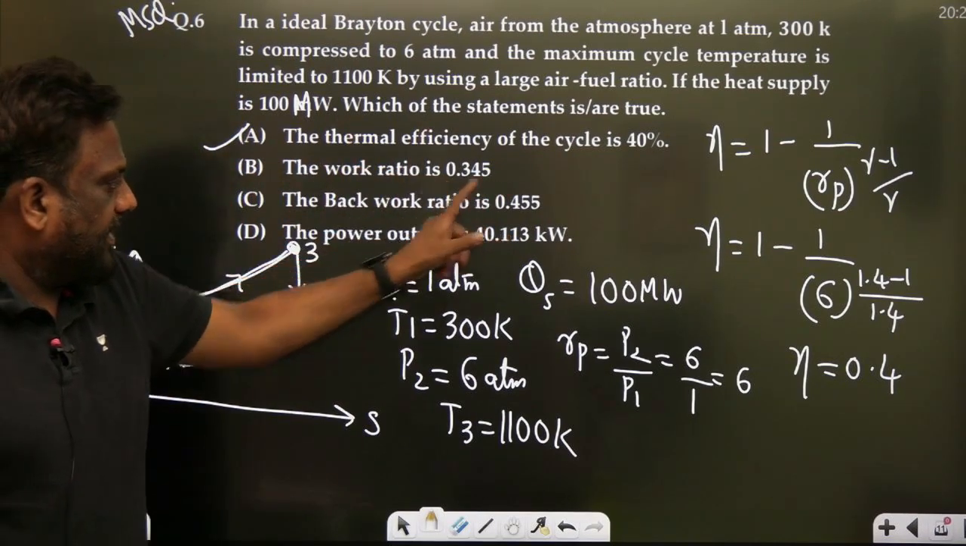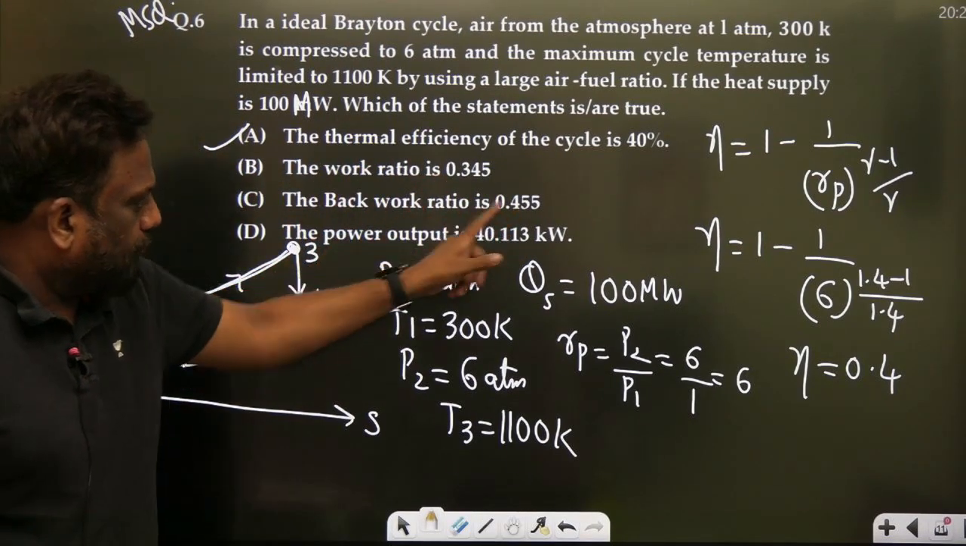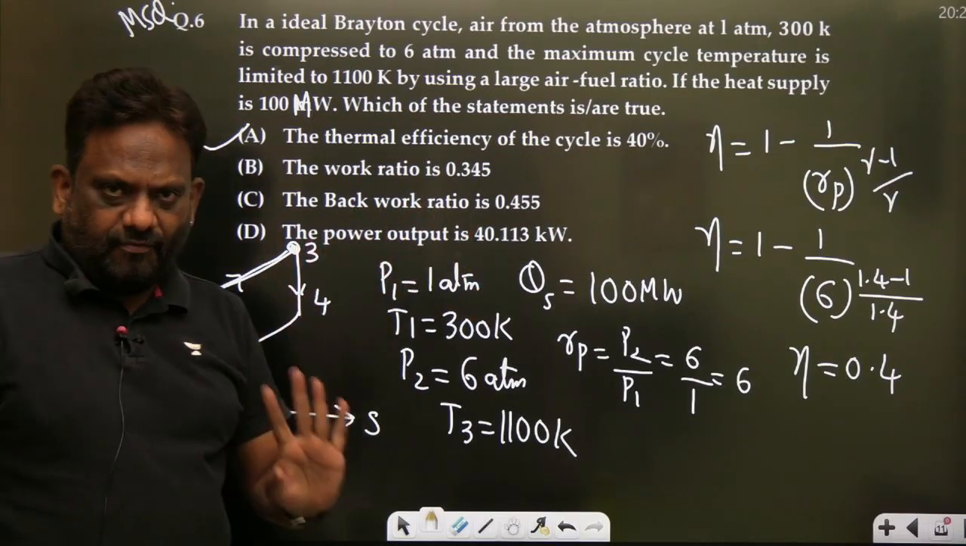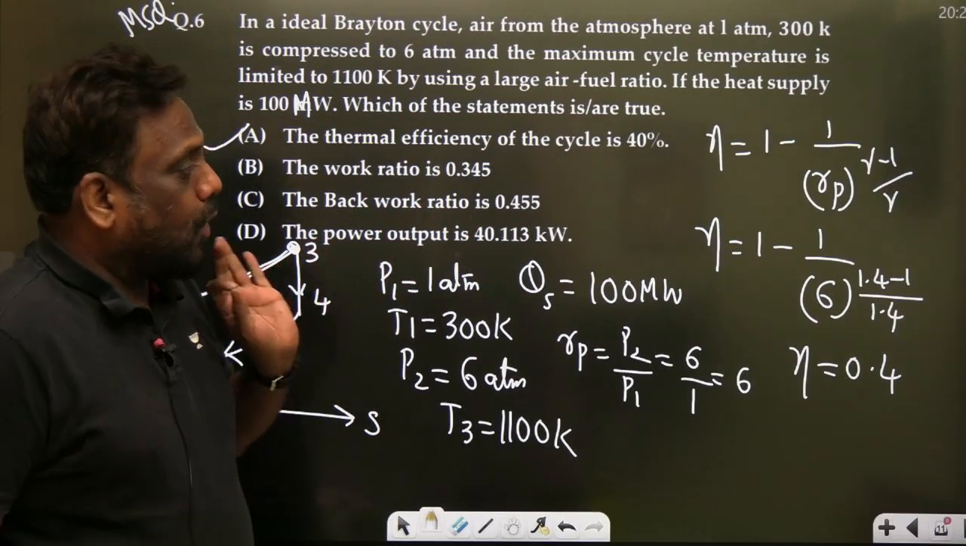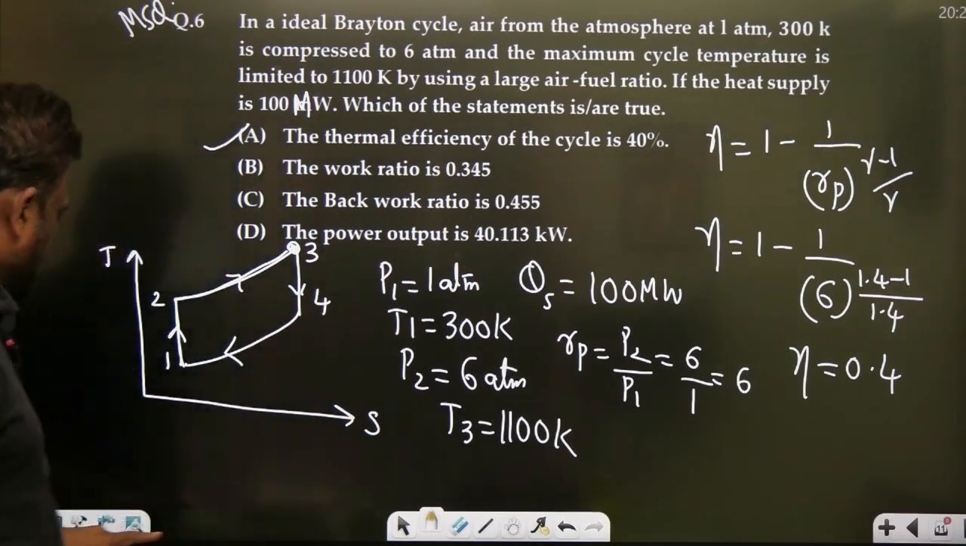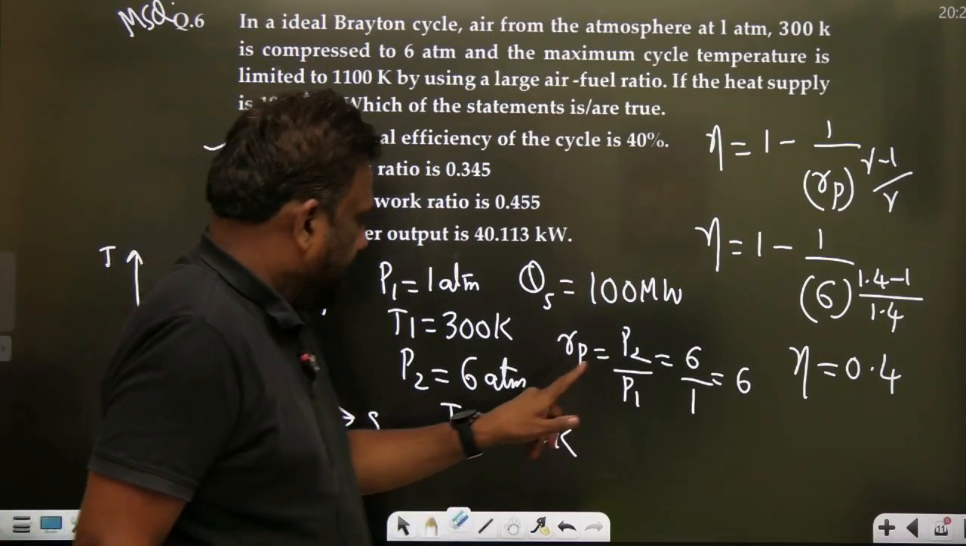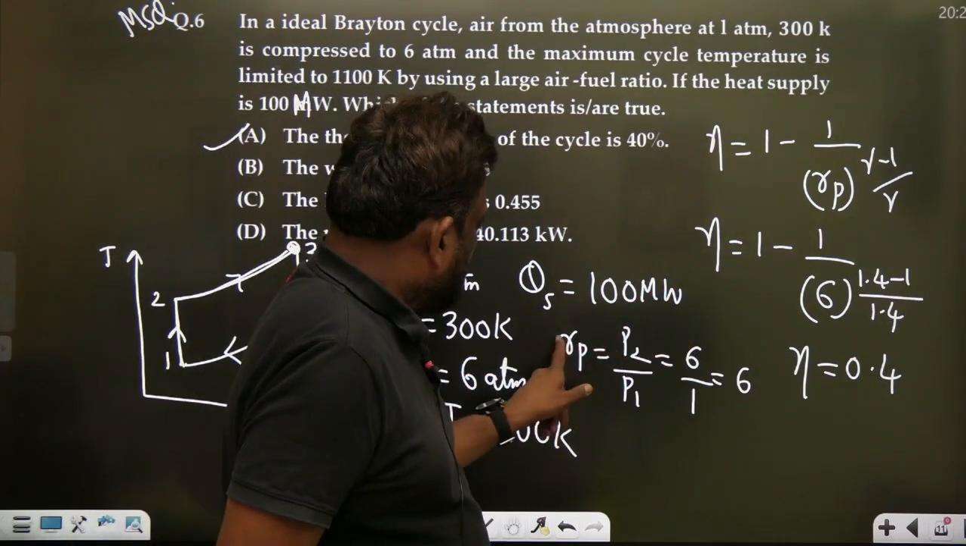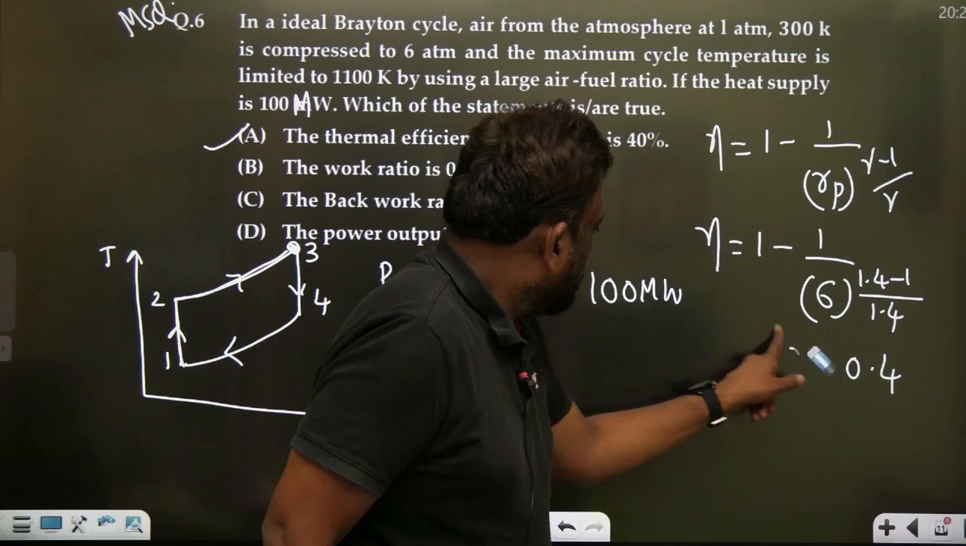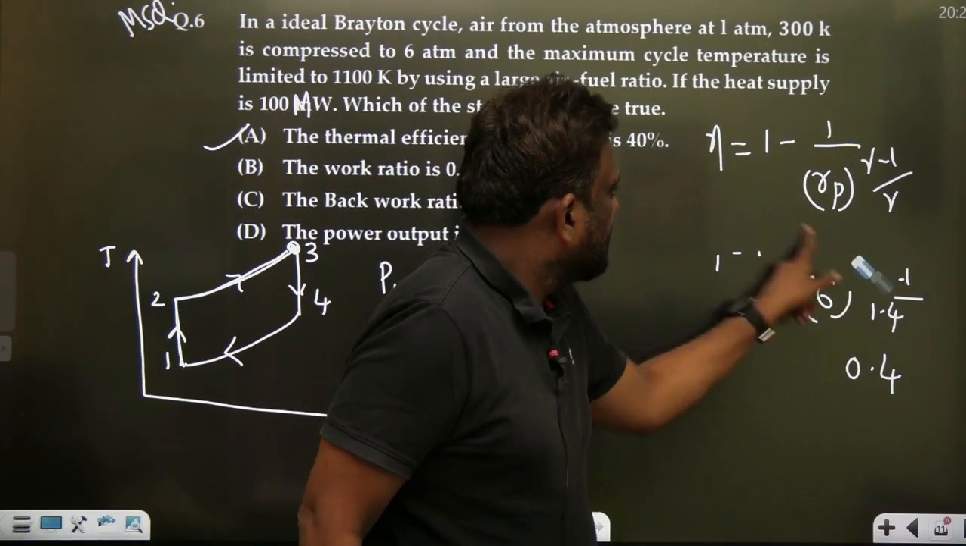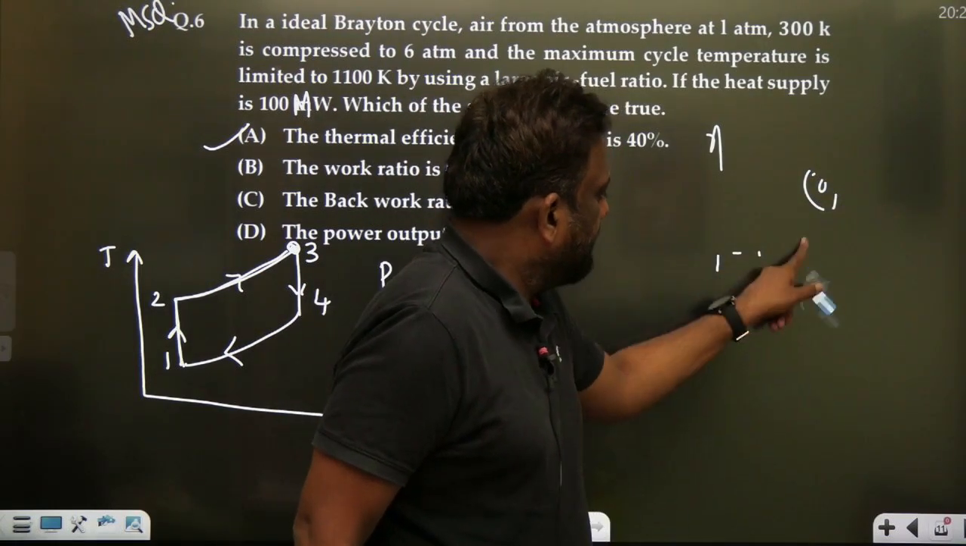Work ratio is 0.35. Back work ratio is 0.45. The power output is 40.15. Let us try to find out all this. So the first part is over. Now let me erase this. So this is my working area.